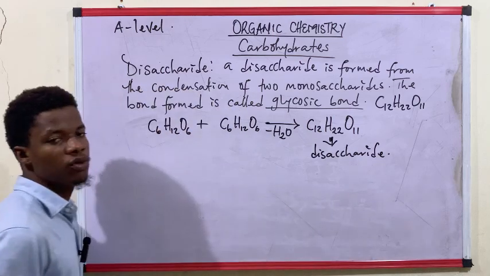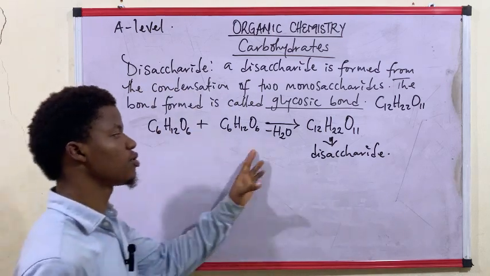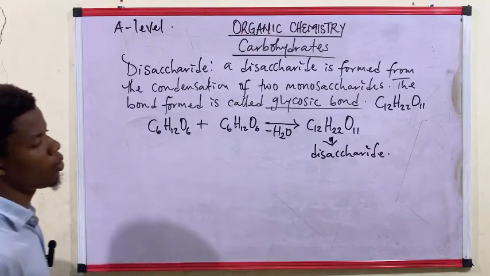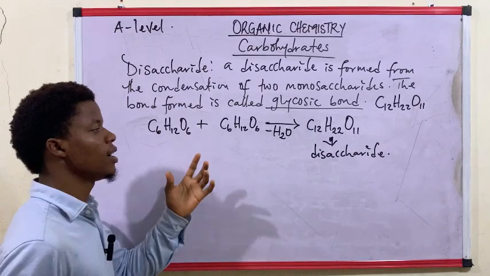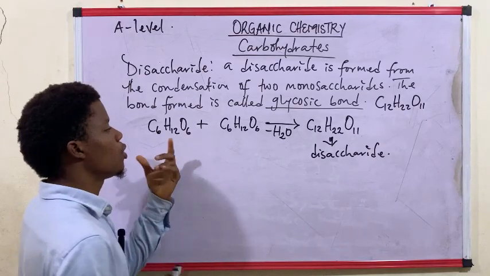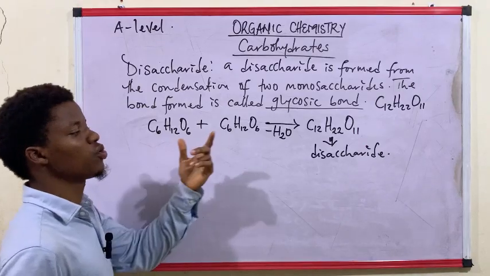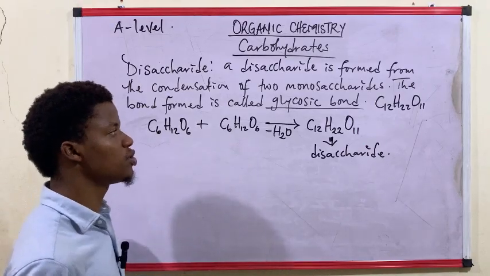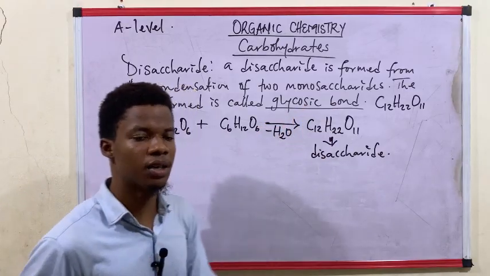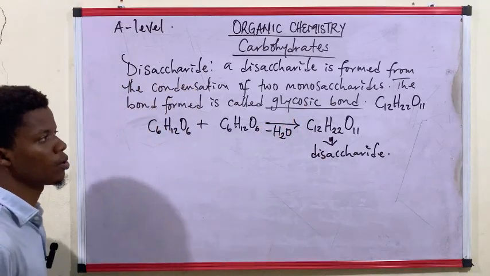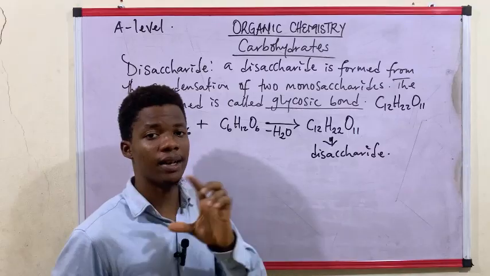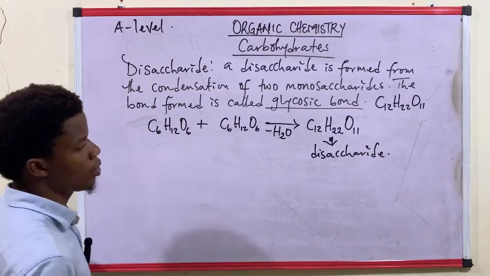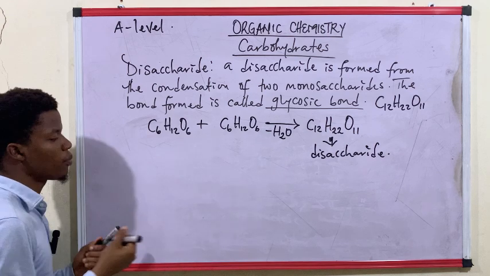So this is what we mean by condensation reaction. Any reaction that results in the loss of what? Water. And the bond that is formed attaching one monosaccharide unit to another monosaccharide unit in a disaccharide molecule, that bond is called glycosidic bond. That's the name of the bond. Glycosidic bond. All right, so we have different examples of disaccharides.